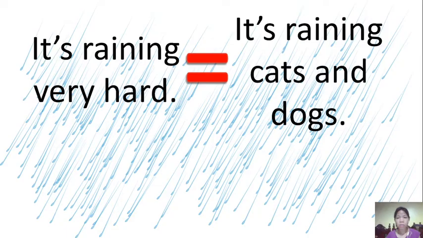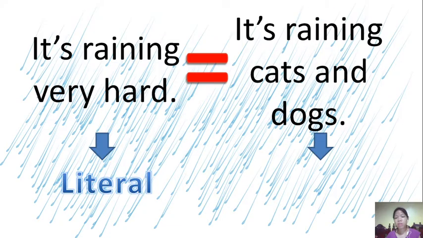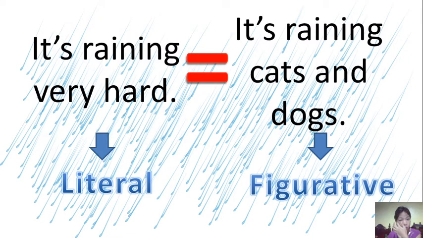So why do people say it's raining cats and dogs when they just want to say it's raining very hard? Well, sometimes, instead of just directly saying what we mean, we use a more interesting way to express what we want to say. That's why instead of saying it's raining very hard, sometimes we say it's raining cats and dogs. It's raining very hard is an example of literal language, while it's raining cats and dogs is an example of figurative language.